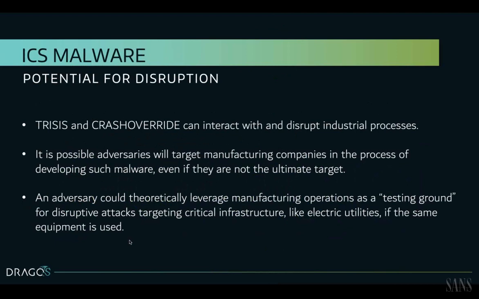For example, talking about Crash Override, this was a malware that specifically targeted Siemens Siprotec protective relays and ABB equipment at an electric transmission substation in Ukraine. This type of equipment can be found both in some manufacturing facilities in Europe, as well as in the electric operations that support manufacturing facilities. Many large manufacturing operations do run their own electric operations on site, so they will have very similar networks and operations environments to electric and utility operations as well. An adversary could theoretically leverage manufacturing operations as a testing ground for disruptive attacks targeting critical infrastructure like electric utilities, again, if the same equipment is used.